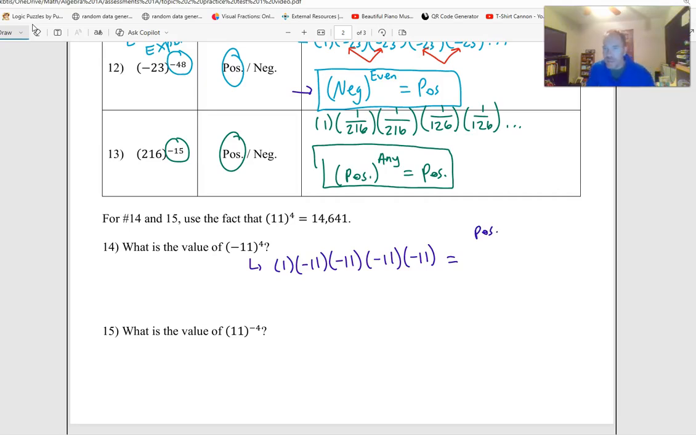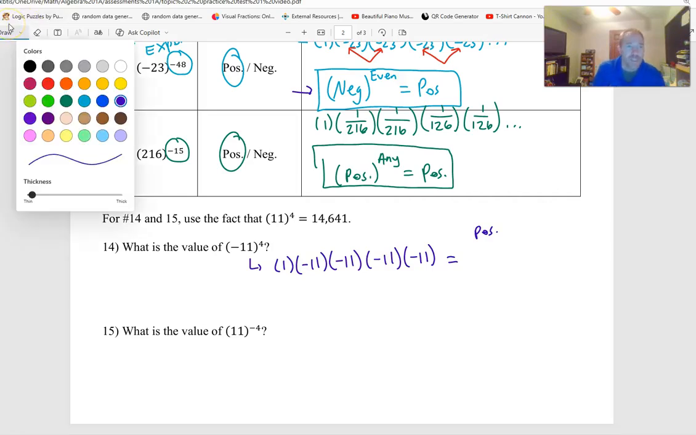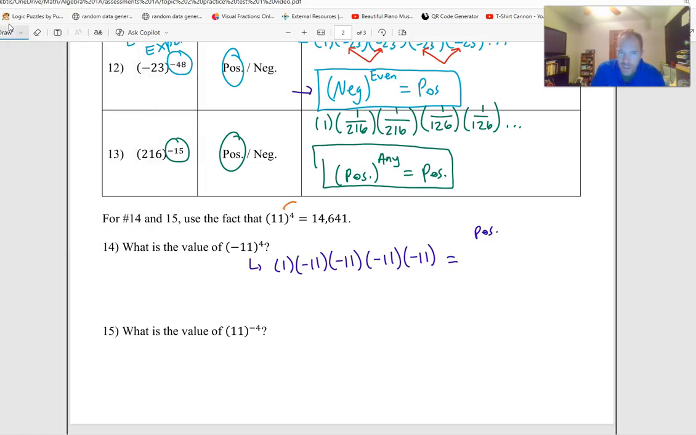I'm not allowed to use a calculator on this test, so, oh boy, 11 times 11, that one I can do, that's 121, times 11 again, and times 11 again. Well, the nice thing is, because I've already been given the fact that 11 to the 4th is that 14,000 and change, I don't have to perform these operations. This right here is 1 times 11 times 11 times 11 times 11. And so it's 4 bases of 11 multiplied together.